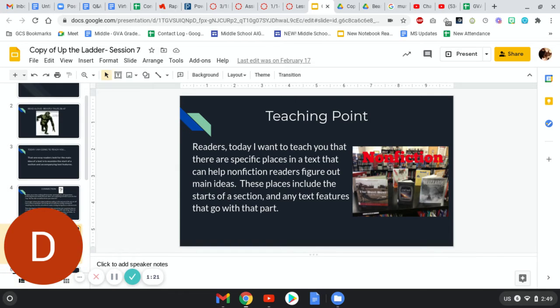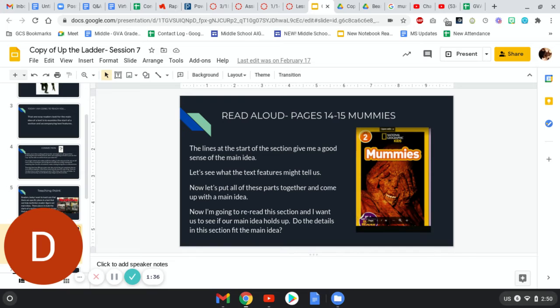So today, we're going to teach you that there are specific places in a text that can help nonfiction readers figure out the main idea or the central idea. These places include the start of a section and any text features that go with that part. So we're going to look at this next section, pages 14 and 15, out of Mummies. All right, we're going to see what the text feature might tell us, and then we're going to look at the lines at the beginning, and then we're going to put it all together and come up with the main idea.